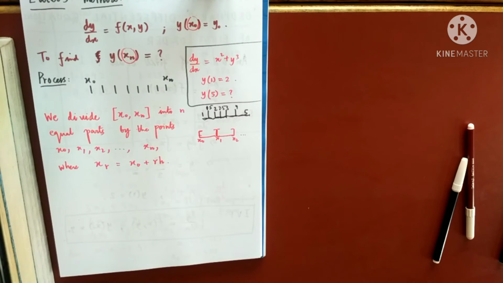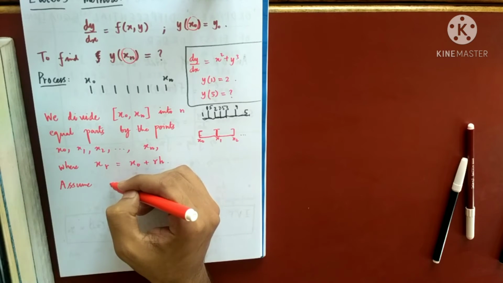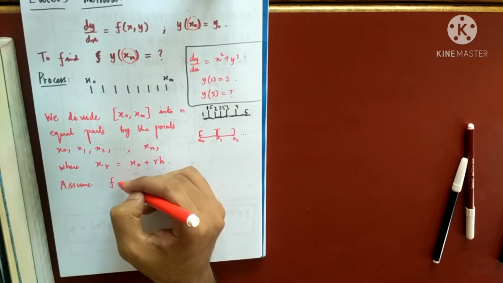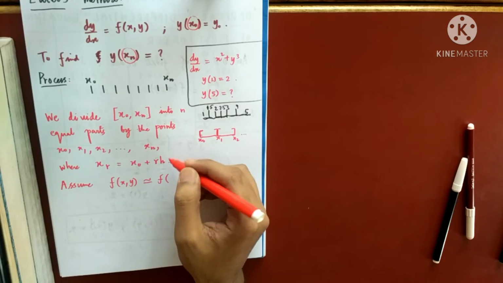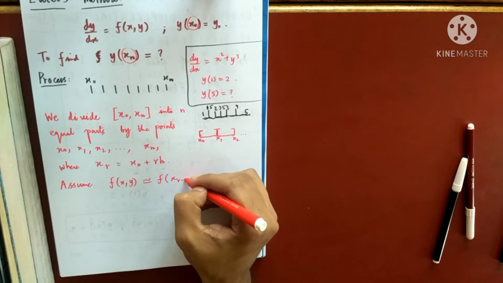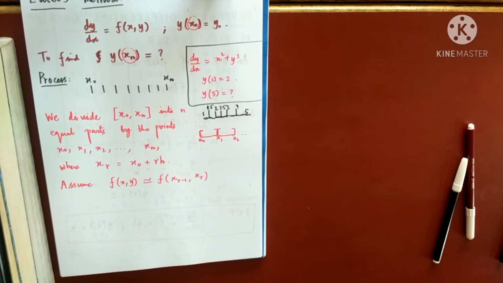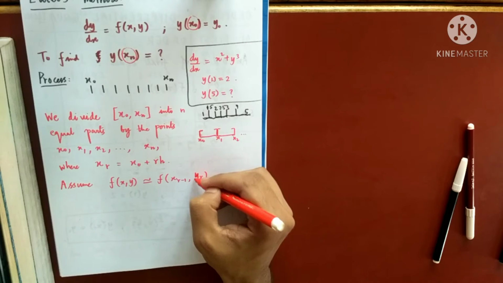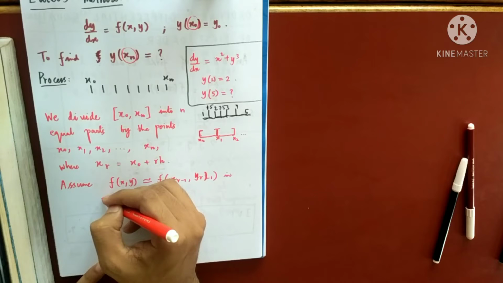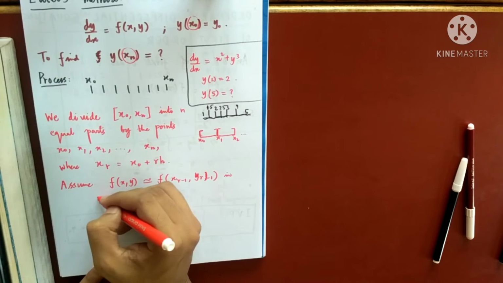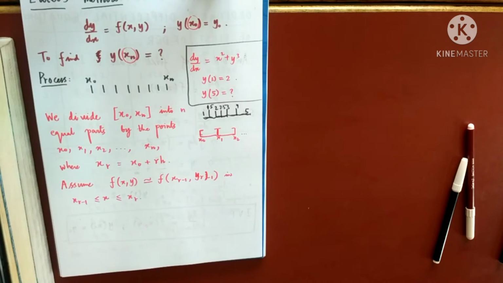Now what was done by Euler? He assumed this. So this was the assumption made. Assume f of x comma y is approximated by f of xr minus 1 comma yr minus 1 in x lying between xr minus 1 to xr. I'll tell you the meaning of this, don't worry.